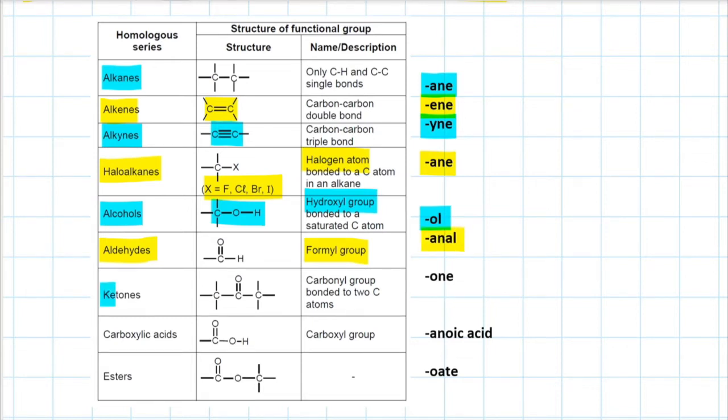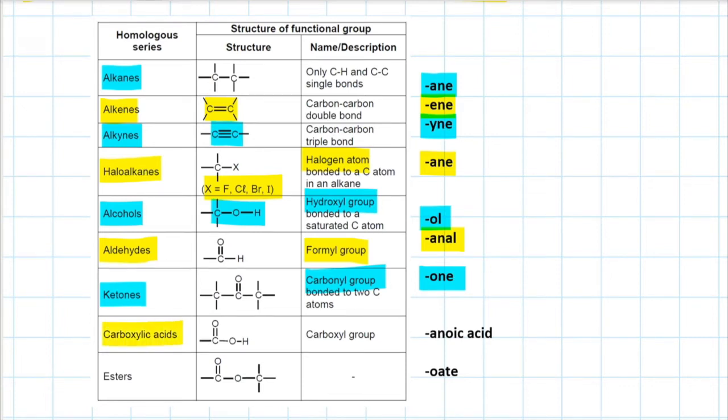The ketones have a functional group that looks similar to that of the aldehydes, except that this double bond O exists on a carbon atom that is between at least 2 other carbon atoms. The name of the functional group of the ketones is the carbonyl group, and the name of the ketones ends with -one. We then have the carboxylic acids.